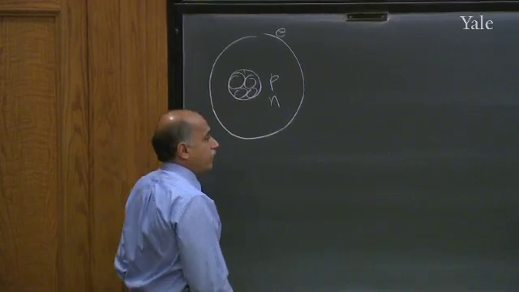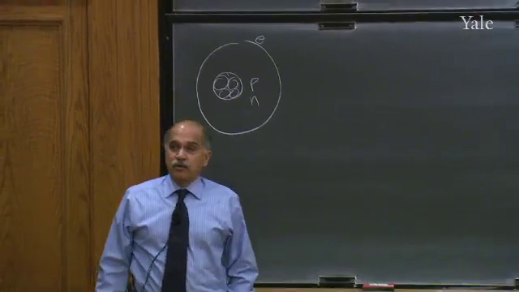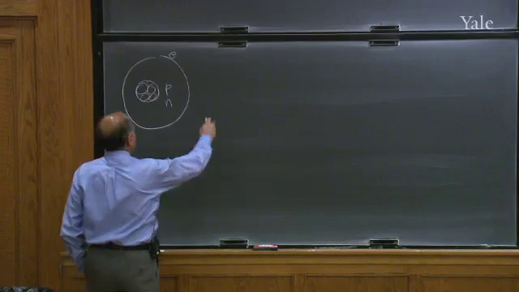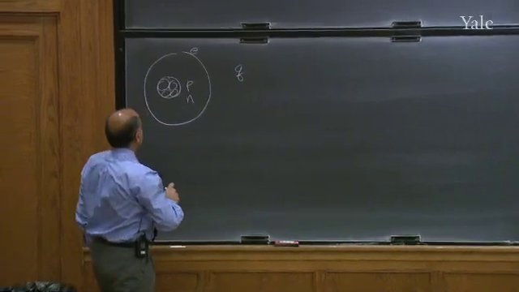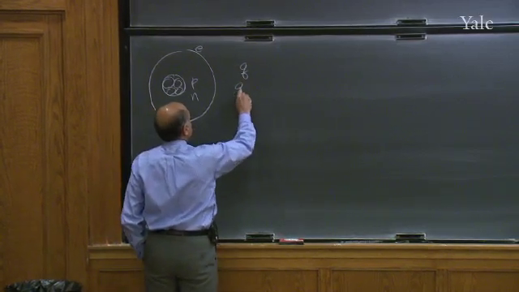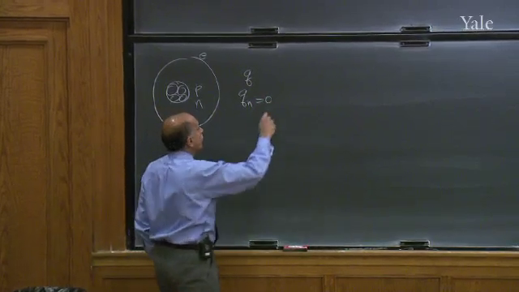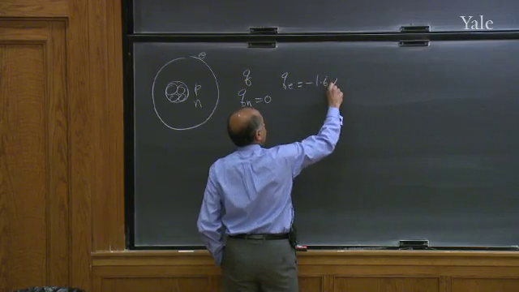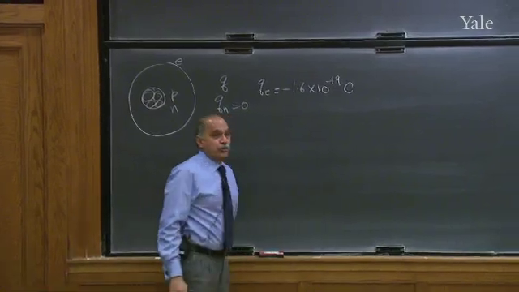Then we say certain entities have a property called electric charge. The symbol for electric charge is Q, and you can put a subscript to say who you're talking about. So you can say Q for the neutron is 0. Q for the electron is minus 1.6 times 10 to the minus 19, and it's measured in coulombs.